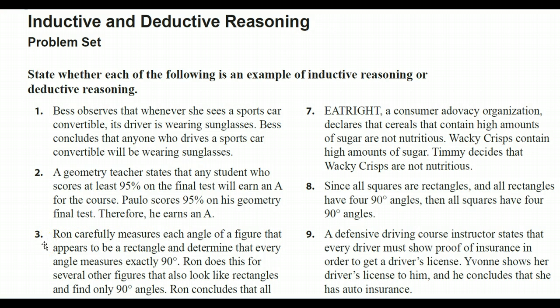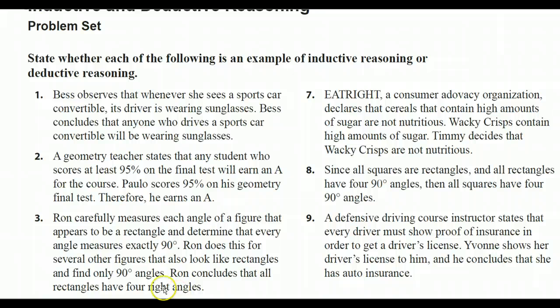Ron carefully measures each angle of a figure that appears to be a rectangle and determines that every angle measures exactly 90 degrees. Ron does this for several other figures that also look like rectangles and finds only 90-degree angles. Ron concludes that all rectangles have 4 right angles. Okay? And we know that he might be on the right track, that's probably true based on what we've always known about rectangles. But your question is not about rectangles, it's about the reasoning Ron's using. Is it inductive or deductive?